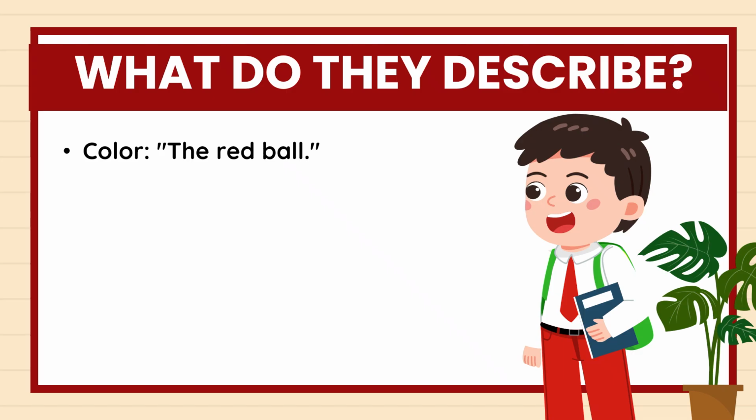We can describe things through their color. Like for example, the red ball. So, the word red is used to describe the color of the ball. So, red is an adjective. Next, size. The tiny mouse. The word tiny is used to describe the size of the mouse. So, tiny is also an adjective.